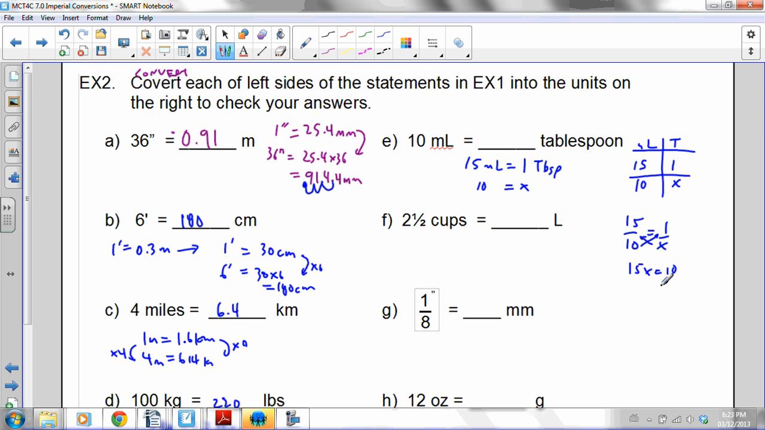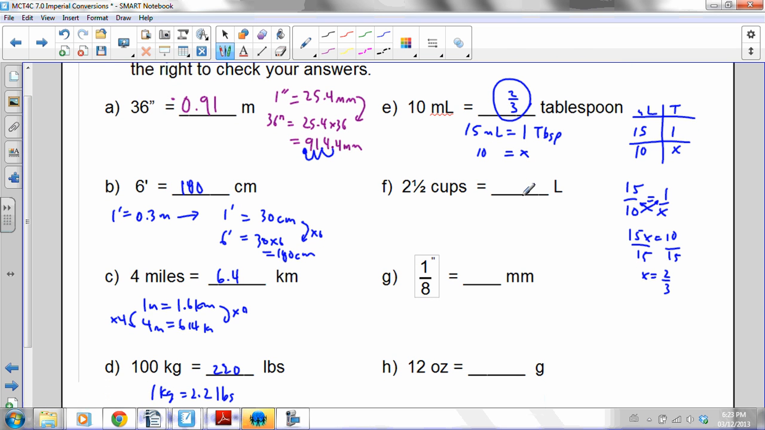15X equals 10. Divide by 15 on both sides. This is much better. And that's 2/3. And it's funny, the Imperial system, the American system, is usually in fractions, like 2 1/2 cups, not 2.5 cups. And so it's nice to be able to do this exactly. This proportion is a nice way to do it. We'll maybe do one more like that later.